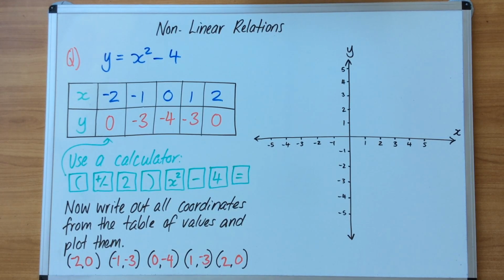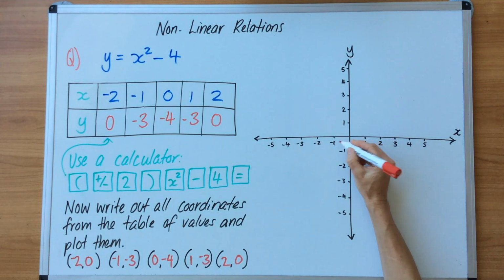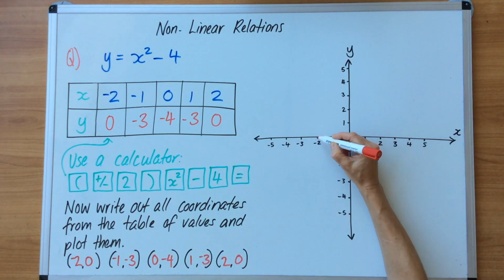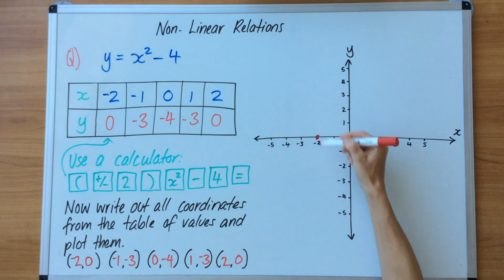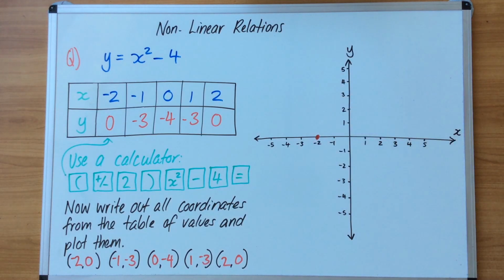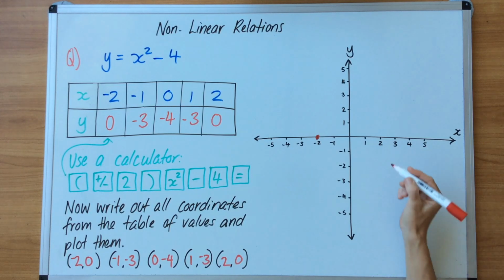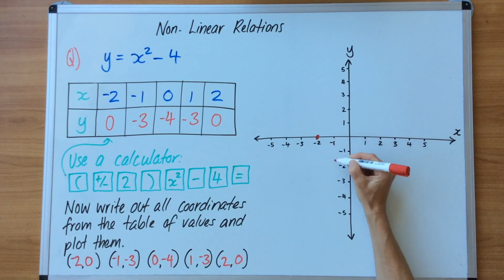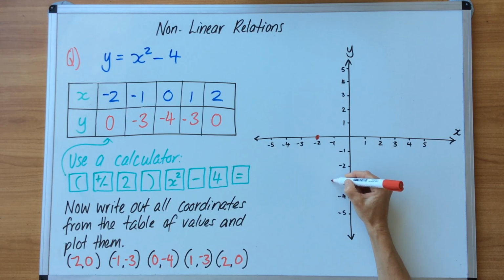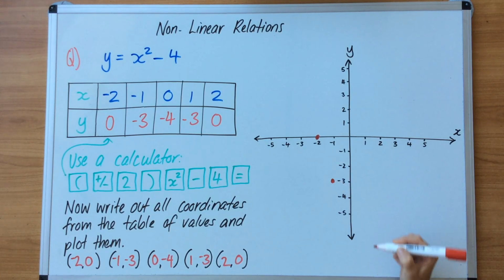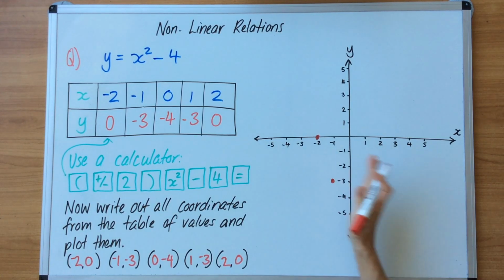I'm going to start with the left hand side here, and we're going to plot -2 and 0. So we go on the x-axis first, and we go to -2 and 0. We don't go anywhere from there, just -2. So we've got an x-intercept there. The second one is -1 and -3. So x is -1 and the y is -3. So try and neatly put that down there as best as you can. I haven't got the grid here to help me, so I'm just trying my best.